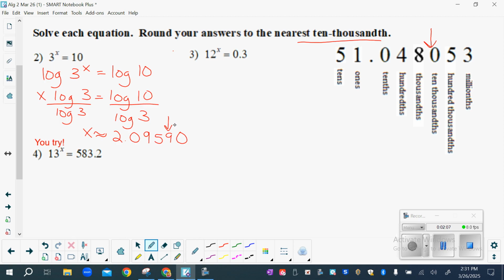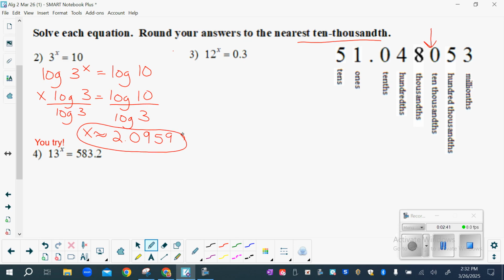I'm not going to do this every time, but at least for this first one, I should round to the 10,000th place, the fourth place over. How do I round it? What are the rounding rules? 5 or more, round up. Below 5, we round down, and rounding down is just cutting off the end. So we round down because this is below 5. We just erase the 0 at the end, and it's 2.0959.